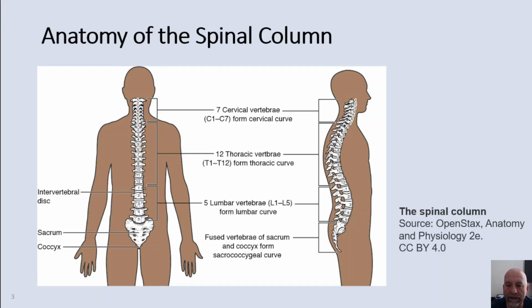The spinal column consists of 5 divisions: 7 cervical vertebrae, 12 thoracic vertebrae, 5 lumbar vertebrae, 5 fused sacral vertebrae that form the posterior wall of the pelvis, and the 4 fused vertebrae that comprise the coccyx or tailbone. The spinal column provides structural support for the upper body, protects the spinal cord, and provides mobility.